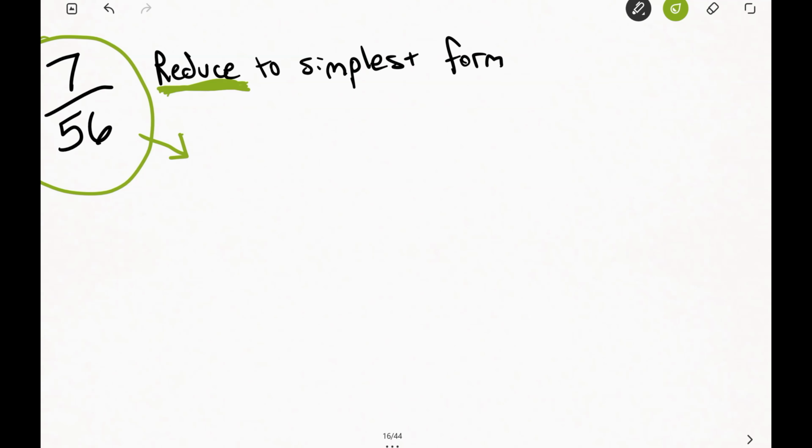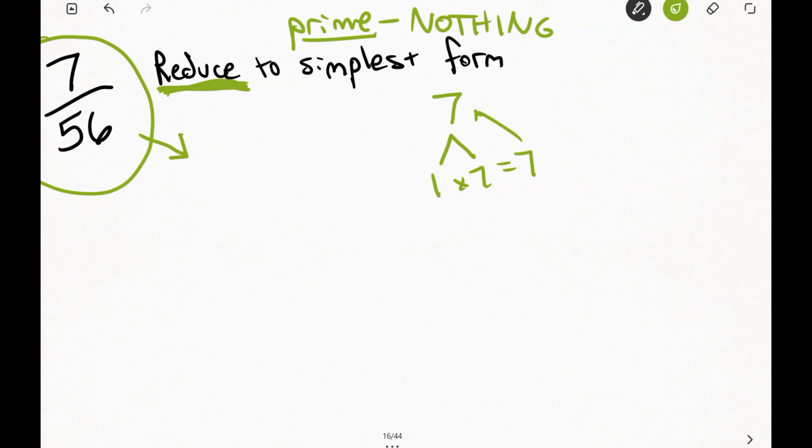Well, factoring is what you did in order to get that. So let's do 7 first, because 7 is kind of a tricky one. Guess what? 7 is a prime number, and a prime number means that nothing goes into it except for 1. So we have 1 times 7 equals 7, and that's it. You're done, because it is a prime number. That's what a prime number means. There's no other number that actually divides into 7 evenly. So nothing to do on 7, let's go on to 56.